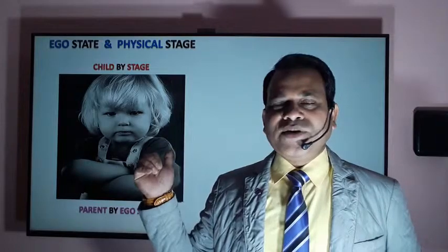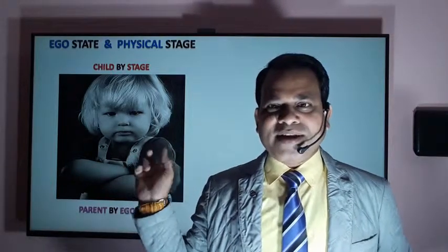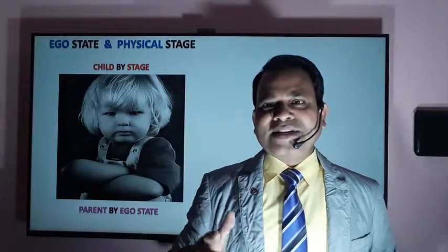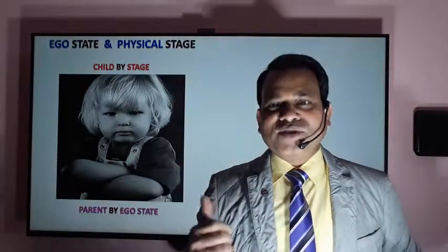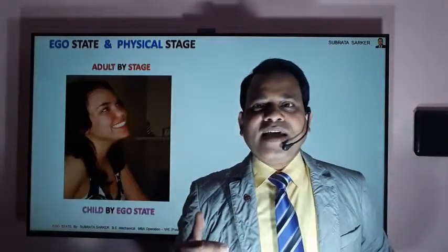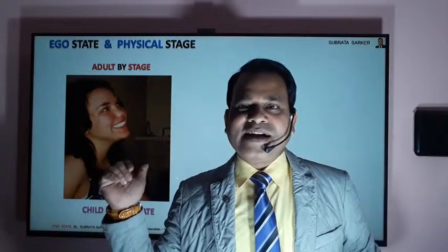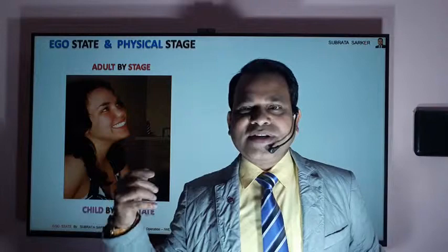You can see here in this picture, by age she is a child, isn't it? But her attitude is like a parent ego state. So the ego state and the age are different actually. And you can see here by age the girl is an adult, but the behavior or body language at that particular time is like a child actually.